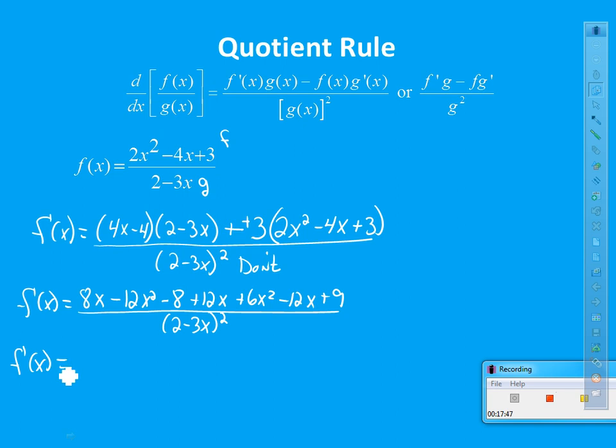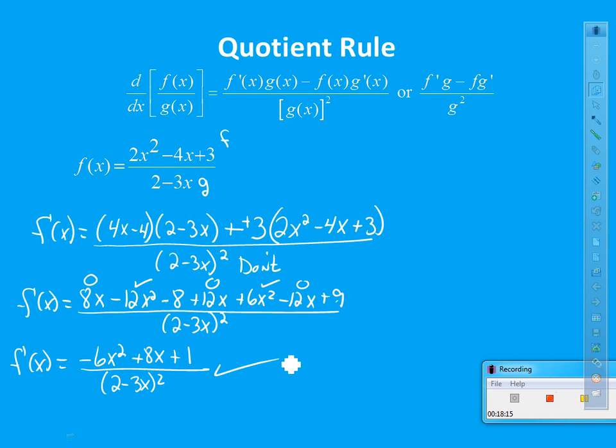Simplify any like terms that you can find on the top. Here's a negative 12x squared and a positive 6x squared. So I got negative 6x squared. In terms of the x's, there's an 8x and a 12x, so I'm up to 20x minus 12x. So I've got plus 8x. And then negative 8 and 9 make a plus 1, all over 2 minus 3x squared. So there's my derivative. That's the quotient rule.